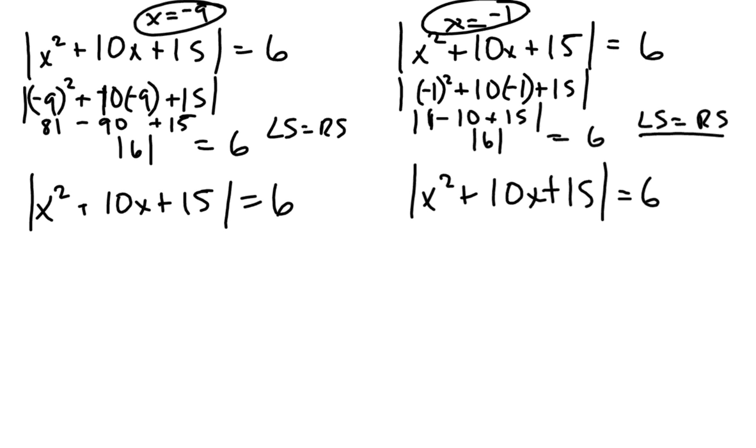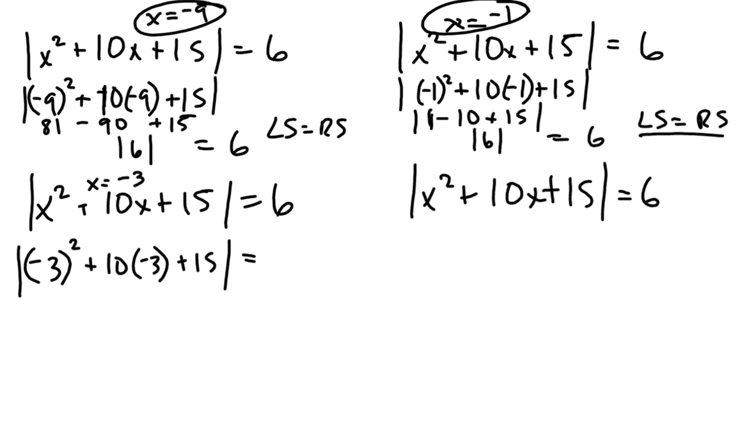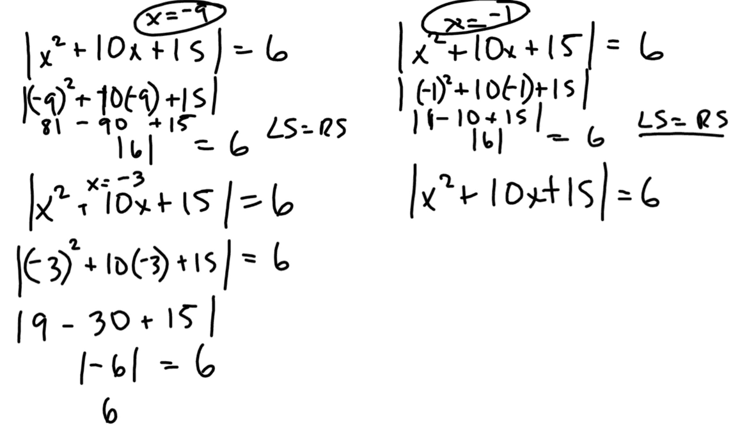Third time, we thought it might be negative 3. So, is that true? Here we go. Negative 3 squared plus 10 times negative 3 plus 15, in absolute value. 9 minus 30 plus 15. Add all that up. What do we get? We get the absolute value of negative 6. But that's okay, because the absolute value of negative 6 is 6, which equals 6 still. Left side equals right side. x equals negative 3 is a correct answer.